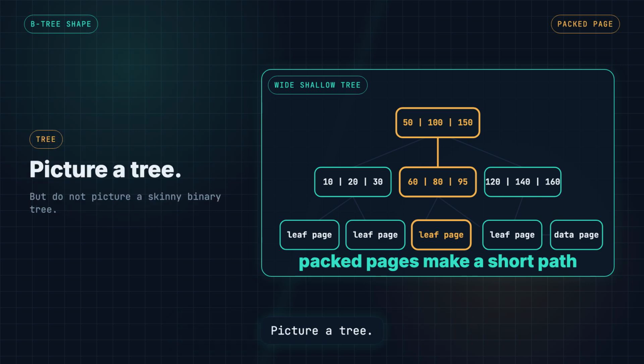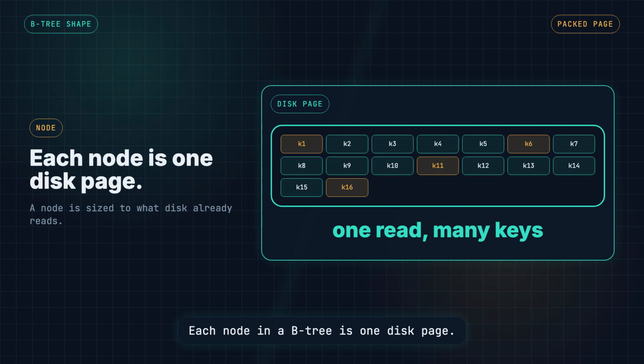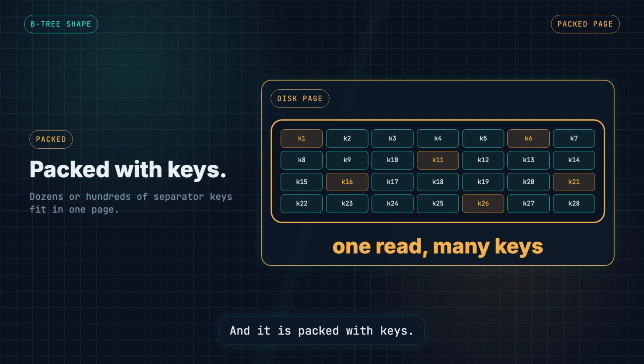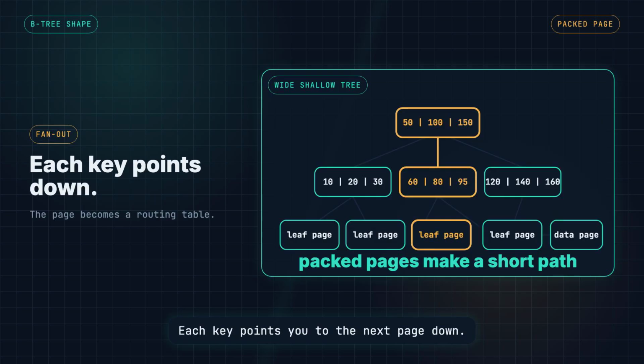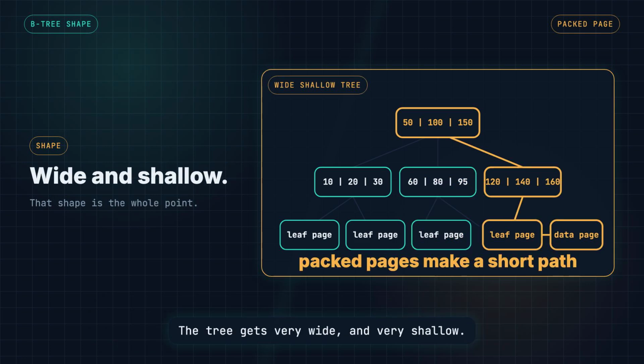Picture a tree, but not a binary tree with 2 children per node. Each node in a B tree is one disk page, and it's packed with keys, dozens, hundreds. Each key points you to the next page down. So instead of splitting the search in 2 at each step, you split it into hundreds. The tree gets very wide and very shallow.